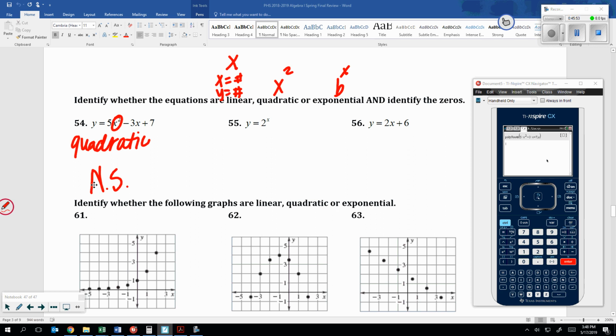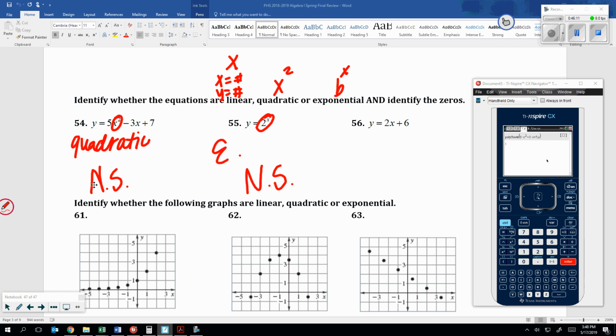For 55, we see it's to the x power, so we know it's exponential. Exponential functions are never going to touch the x-axis. There's an asymptote there. So for exponential, it'll always be no solution. It's asking for a 0.